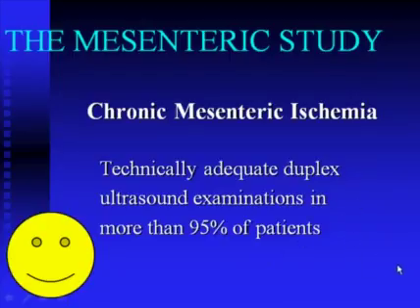Using these techniques, very simple abdominal preparation with patient cooperation, if they're compliant and you get good breath holding or basically stop breathing cooperation from your patient, you're going to get a technically adequate duplex examination for chronic ischemia in more than 95% of patients the first time they come in.